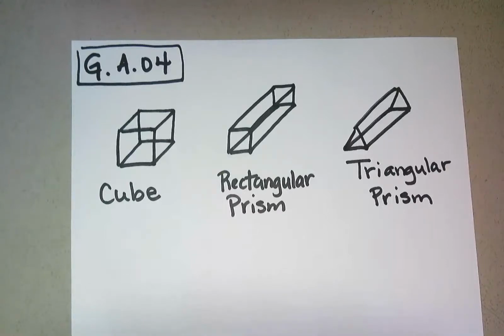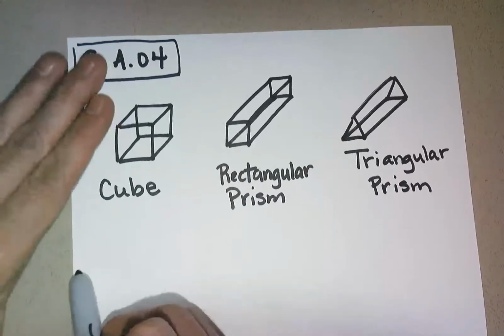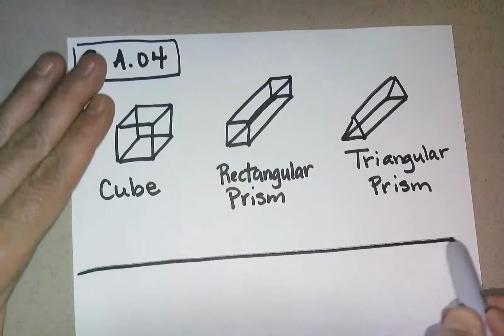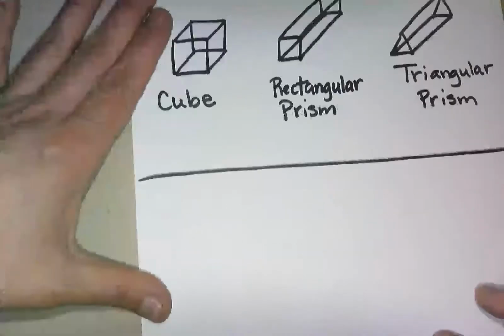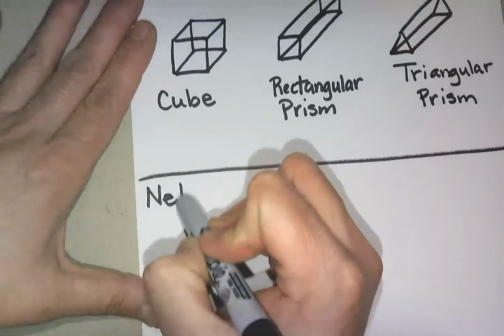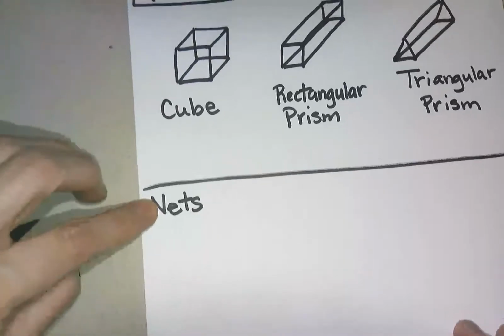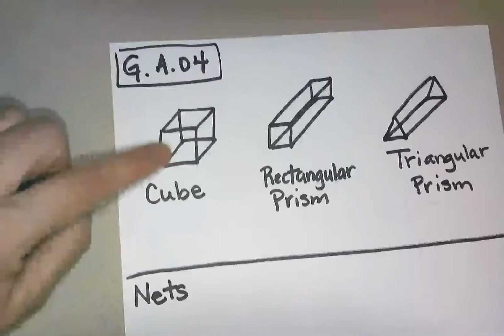Okay, the next thing we're going to look at, going back to our success criteria, is we're going to draw nets from our 3D shapes. So here we go. We're going to start with the cube. So I'm going to draw a line right here. We're going to draw nets. Okay, nets are the 3D shapes when we open it up.